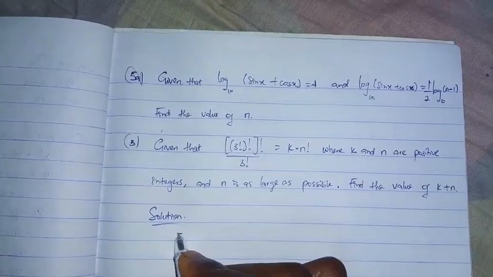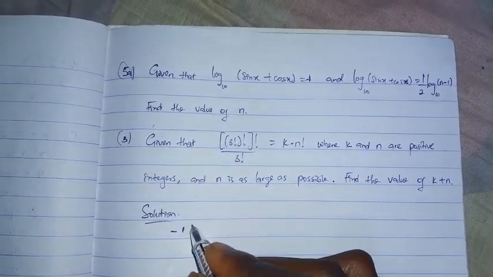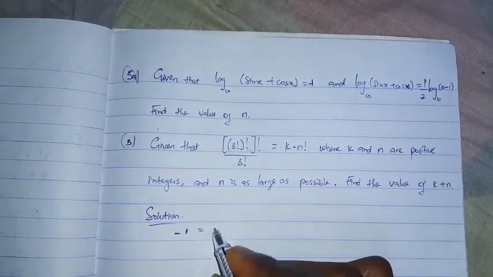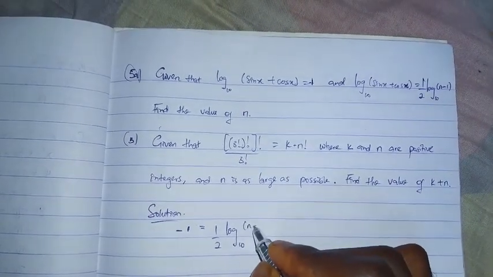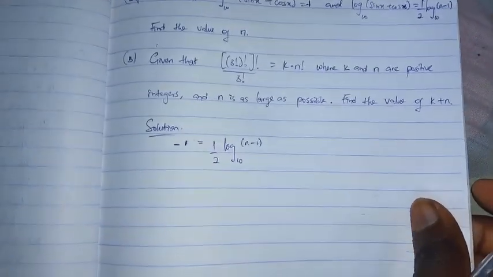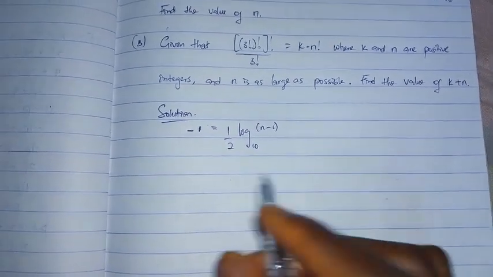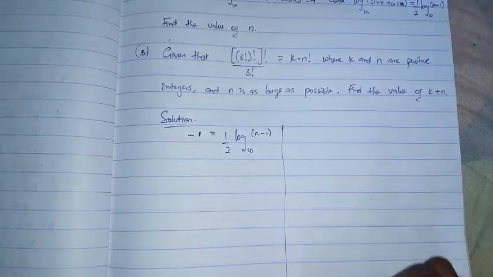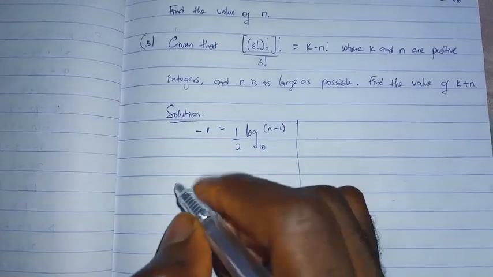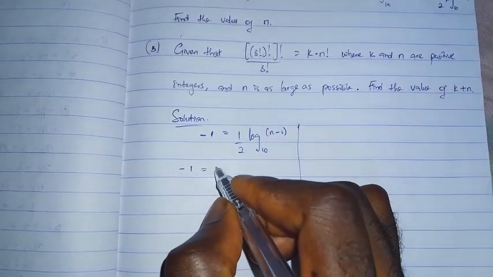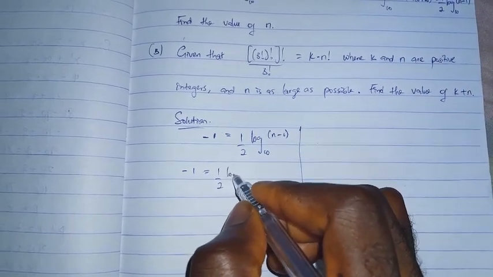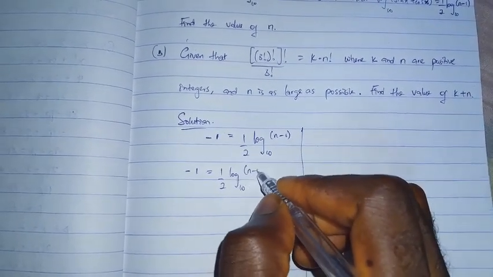So leaving it as minus 1 equals 1 over 2 log base 10 of (n minus 1). Now, in this case, what happens? Let me break this into two. It means that minus 1 is equal to 1 over 2, the same thing, times log base 10 of (n minus 1).